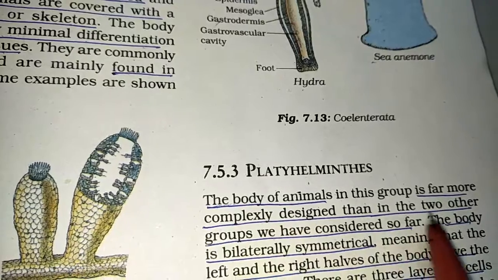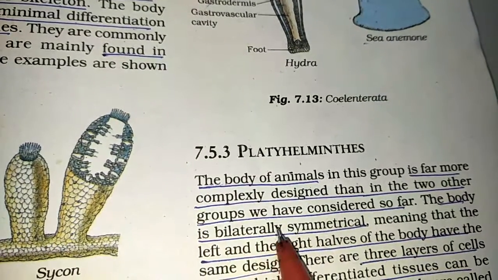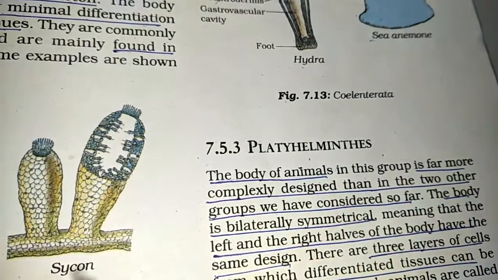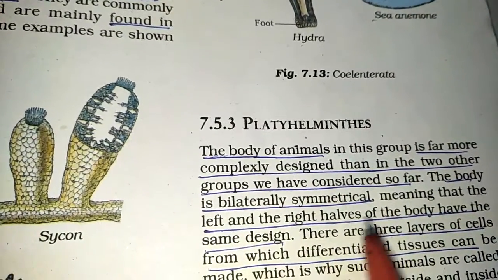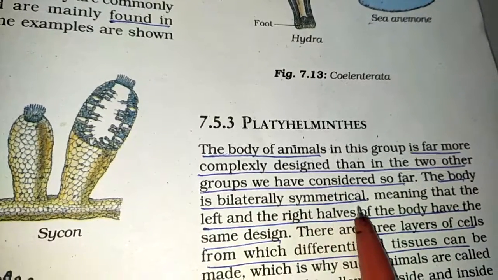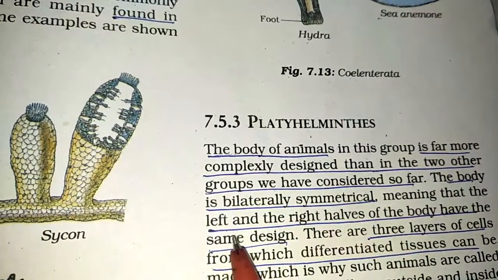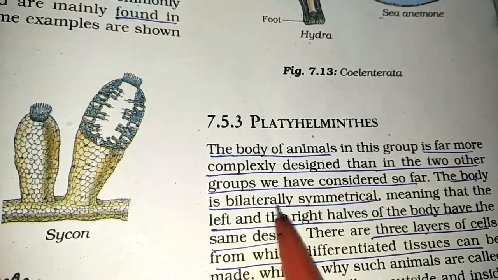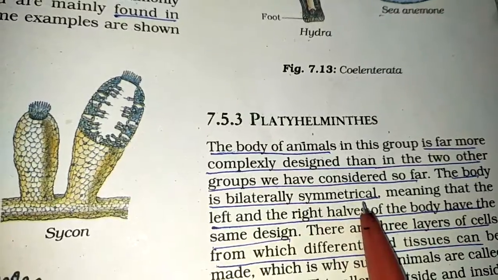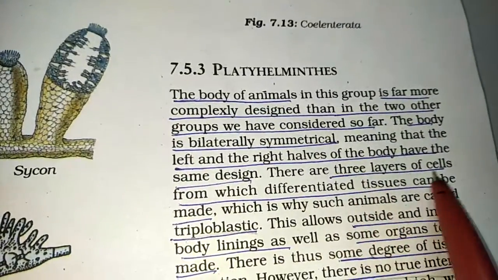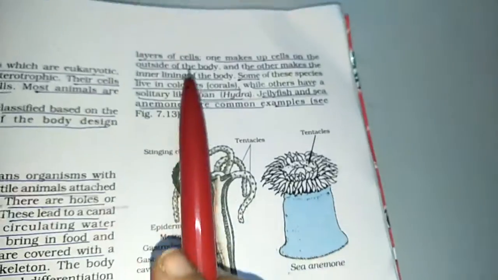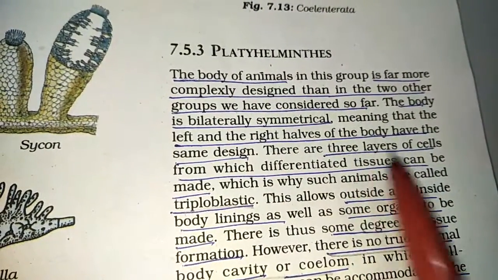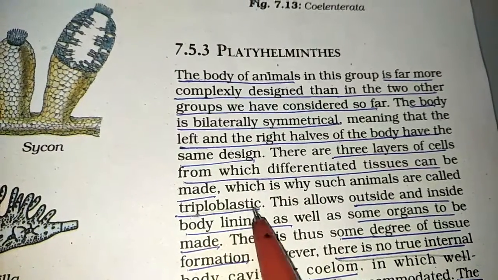Here we have got two groups to consider, which we have studied previously, that is Coelenterata, and we have studied sponges. Now the body is bilaterally symmetrical. That means the body can be divided into left and right equal halves like we have. That is why the body is called bilaterally symmetrical. Now there are three layers of cells here. Previously we saw that there are two layers of cells. Now from here we have got three layers of cells, and that is why they are known as triploblastic.